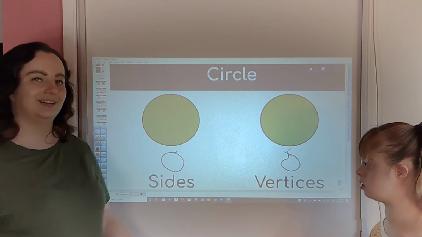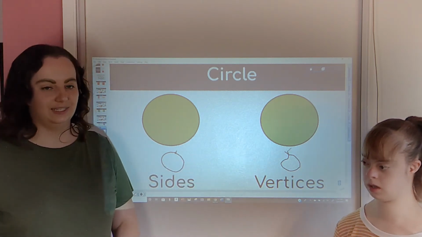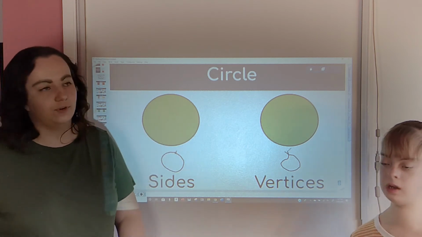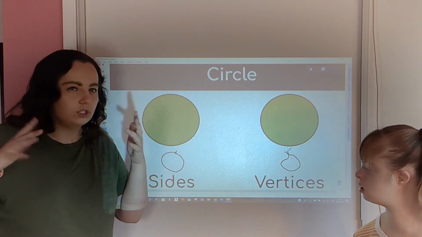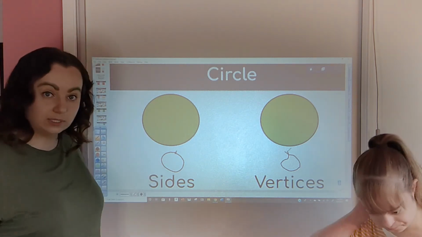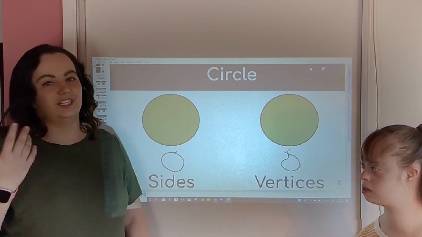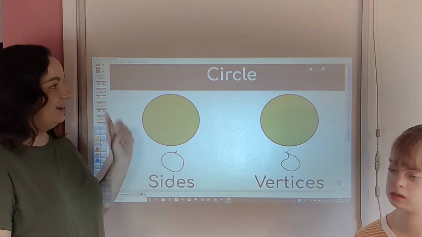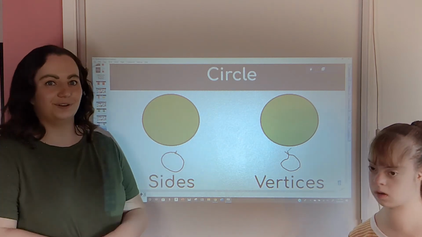Maybe better. You're going to write even nicer at home, I know, though. Zero vertices. Kind of a way to help you remember that. You might look at a circle and think, it's kind of close to a zero. Zero sides. Zero vertices. Okay? Another trick just to help us remember that. Okay? Get a good look at circle because we're about to find circles in real life now.